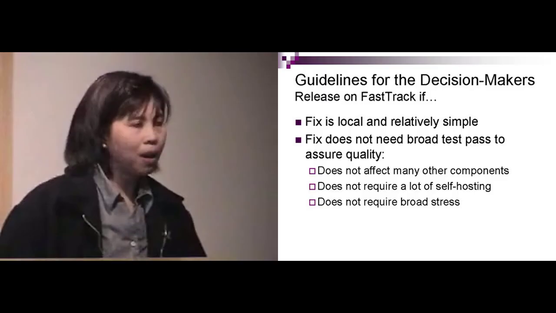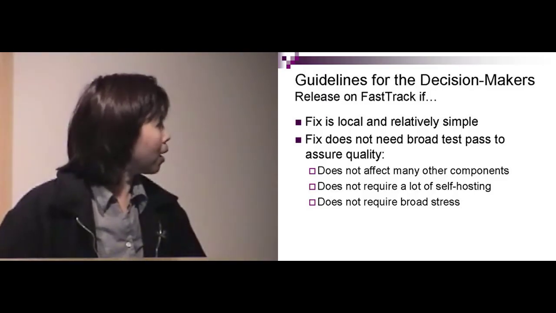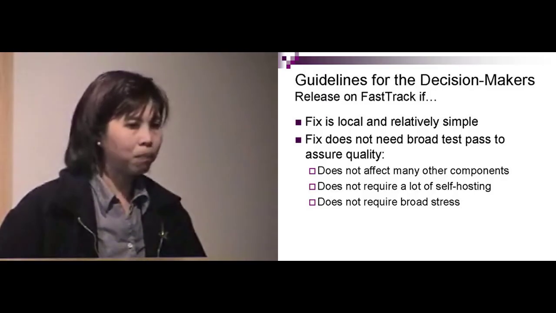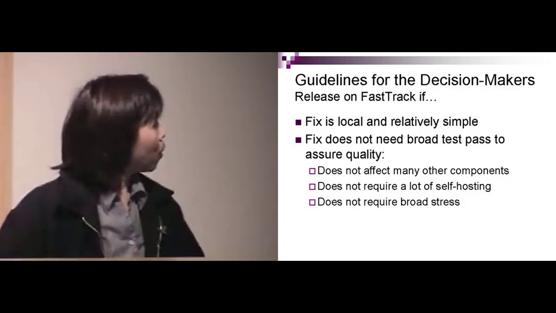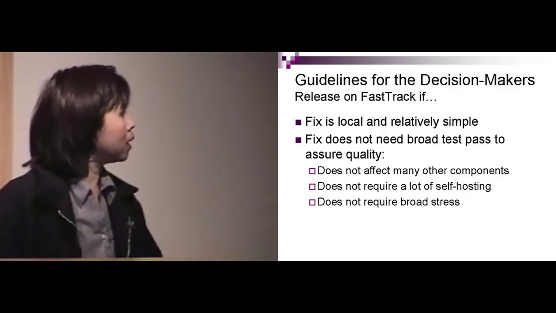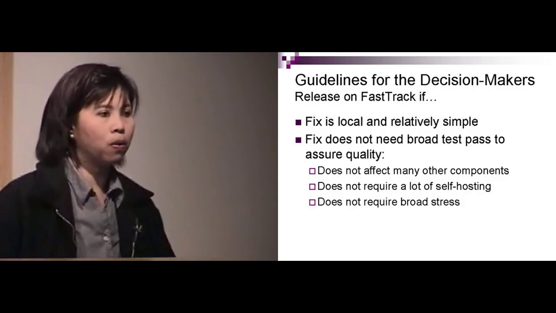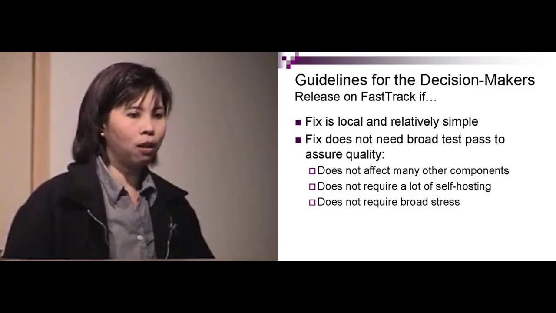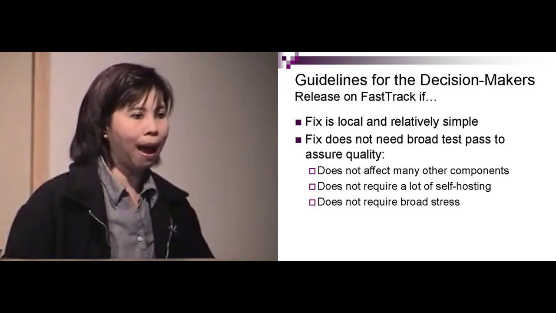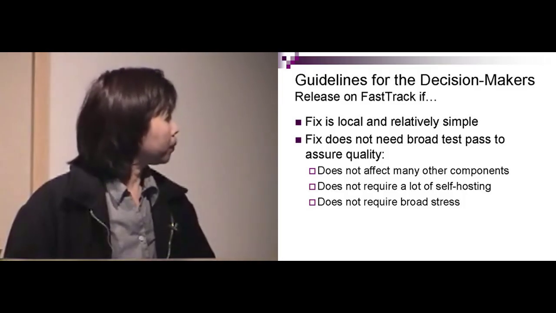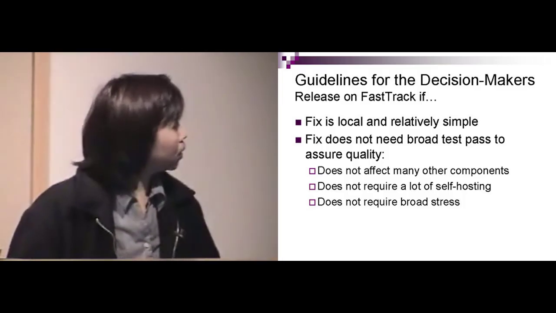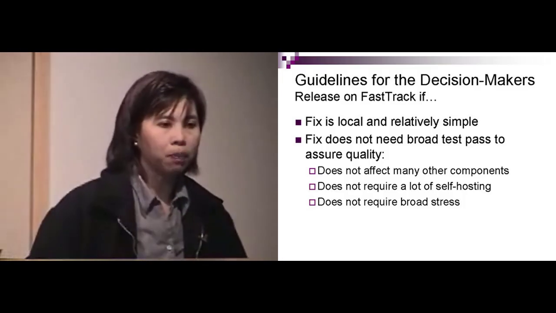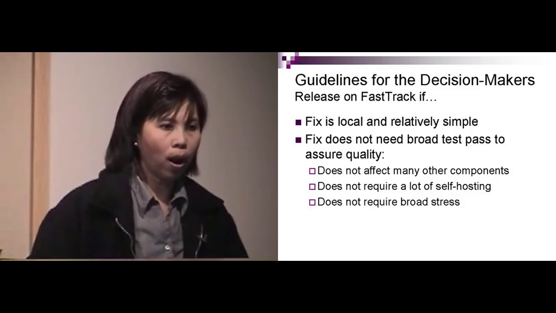So we came up with some guidelines to help the decision makers release bug fixes on a fast track. We tell the component owner, for a fix that is local, relatively simple, where the changes are localized within one function, it doesn't drastically change the logic, and it doesn't alter the code path, then it is likely a very good candidate for fast track. And these fixes don't need to go through a broad test pass to assure quality or bring the confidence level up.